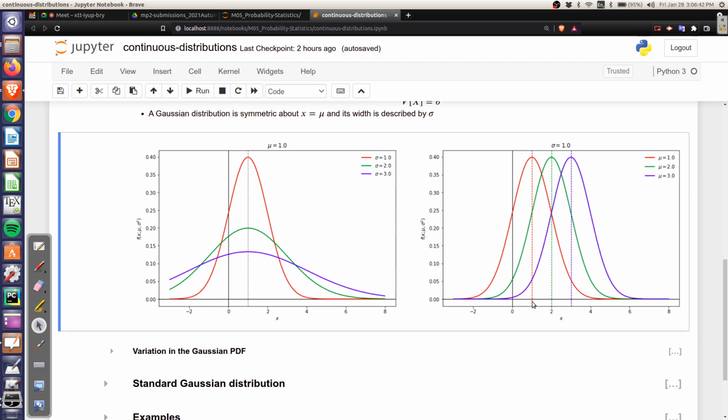The difference between the three is the position of the center. For the red one, the center is mu equal to 1. Okay, so it is centered at this point. For the green one, the mu is equal to 2. So the center of the green is here. And for the blue one, the mu is equal to 3. The center is over here.